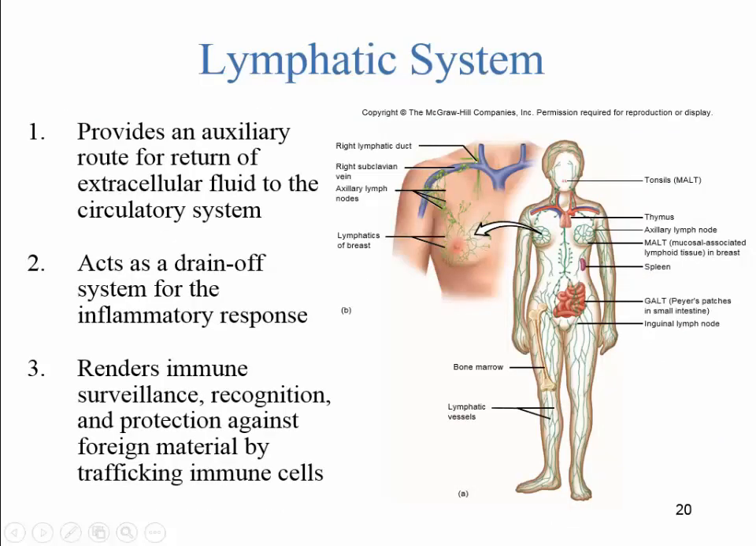Our lymphatic system actually provides an auxiliary return for the extracellular fluid from the circulatory system. So when our circulatory system reaches a high osmotic threshold, it can actually drain off some of that into the lymphatic system, as shown here. Additionally, the lymphatic system allows for immune surveillance because it runs in parallel with the circulatory system. And as it picks up the drain off from the circulatory system, it can pick up foreign materials that may be trafficked by immune cells.